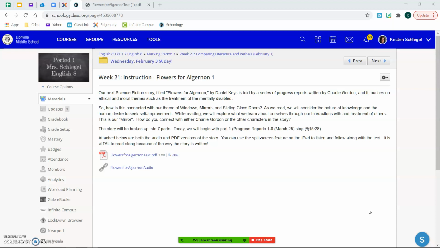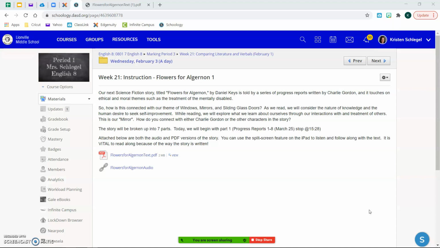All of us want to get better, whether it's at a video game or at a talent or with our academics. We are always striving to get better at something. And while reading, we're going to explore what we learn about ourselves through our interactions and our treatments of others. This is going to be your mirror. How do you connect with either Charlie Gordon, the main character, or the other characters in the story?